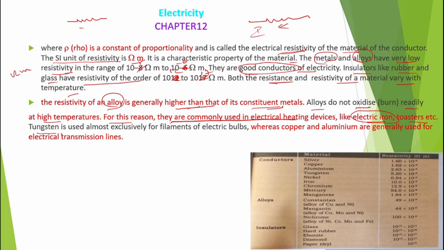And also tungsten is used almost exclusively for filaments of electric bulbs. So in an electric bulb, if you see, there is one filament, and that is made up of tungsten. Whereas copper and aluminum are generally used for electrical transmission lines.